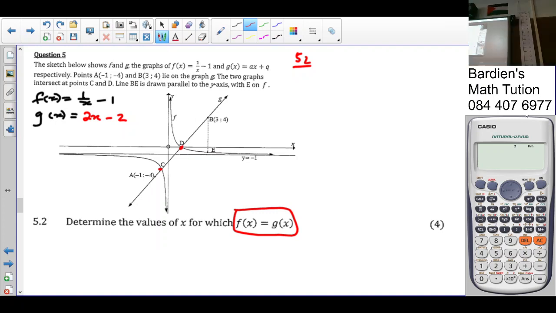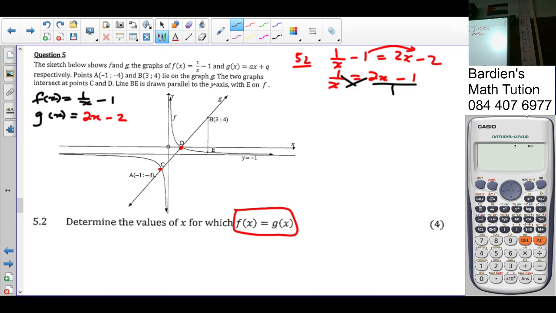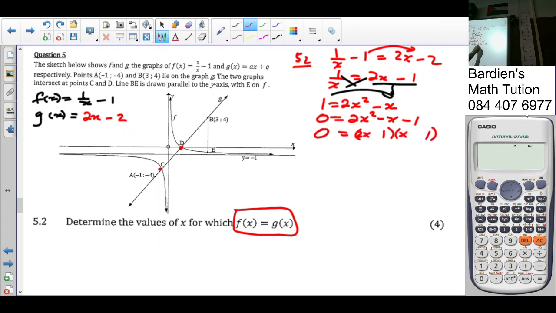Okay. So as we know, f of x, 1 over x, minus 1 is equal to 2x minus 2. So all I do is I take the 1 over, it becomes 1 over x is equal to 2x minus 2 plus 1, which is 2x minus 1. You cross multiply. Okay? So it's going to be 1 times 1 is 1, 2 times x is 2x squared, and negative 1 times x is negative x. I take the 1 over the equal sign, so as to get the quadratic equation out, I get 2x squared minus x minus 1 equals 0. Trinomial. So it's 2x and x, 1 and 1. So you've got minus and plus.